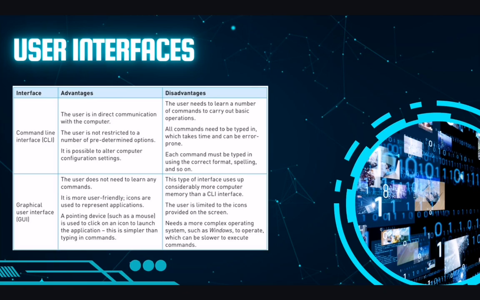Now we have something called user interfaces. Now there are two types I'm going to mention here, which is command line interface, CLI, and GUI, which is graphical user interface. Command line interface is actually that the computer which you're trying to alter the settings of is actually you are in direct communication with it. So you are in direct communication with the computer. You can make any changes you want to the settings of the computer.